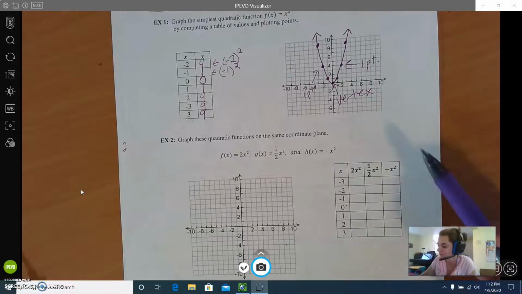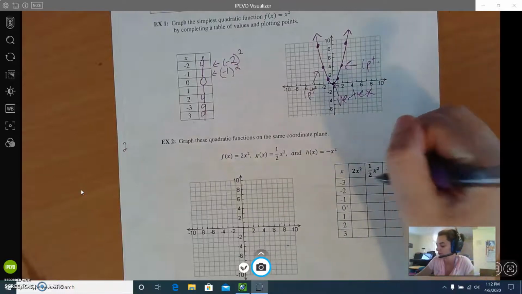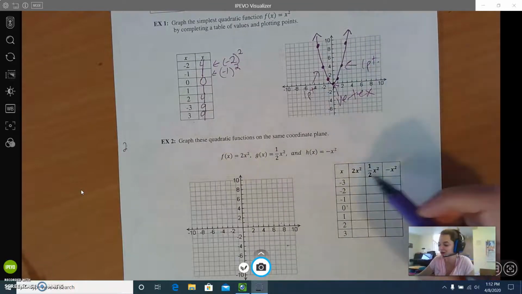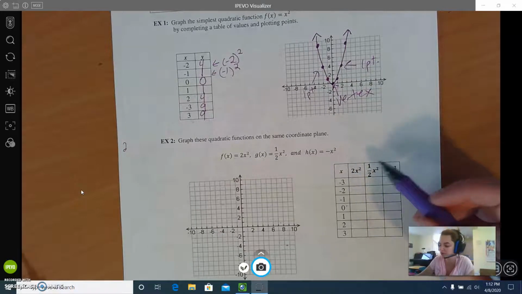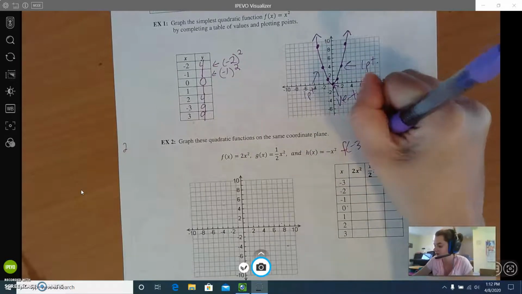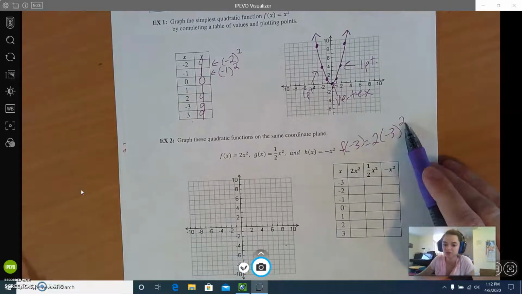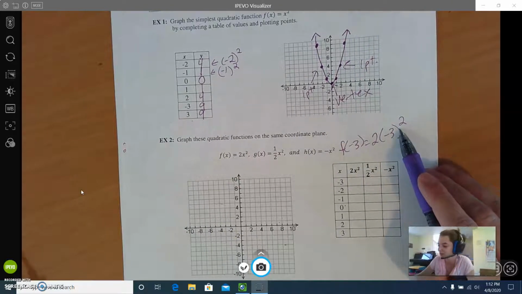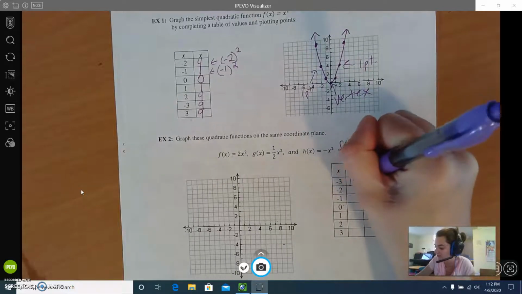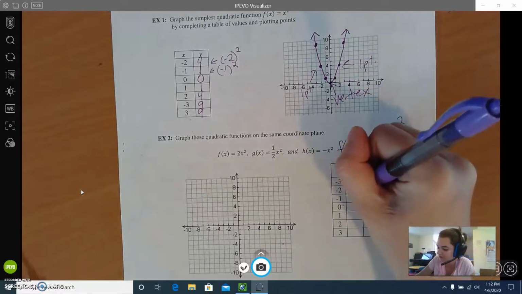Okay. So for f of x, I'm going to do 2x squared. So we are going to follow order of operations and do our x squared first, and then multiply by 2. So for f of -3, for example, you would do 2 times -3 squared. We're going to do -3 squared first, which is 9. And then we'll do 9 times 2, which is 18. For f of -2, we're going to do -2 squared first, which would be 4. And then 4 times 2 would be 8.